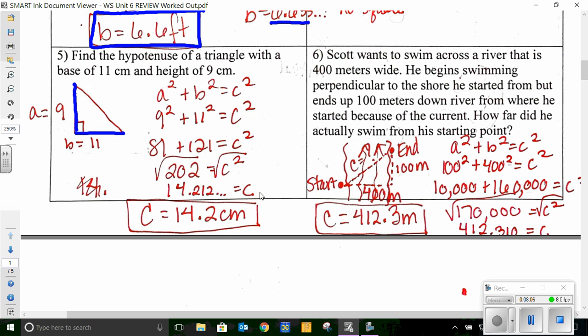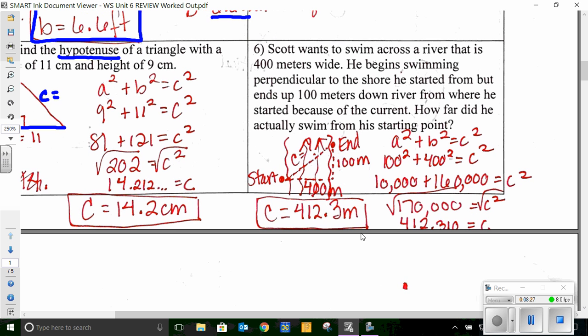So there's the base here. There's the height here. If you wanted, and I actually did sort of use the base as 11, and then the height I used as the A for 9. This then is my C, and that's what I'm trying to find. I'm trying to find that hypotenuse. It even tells me I'm finding the hypotenuse. So we have our formula, we plug in our numbers, and we solve. The same thing we've been doing.